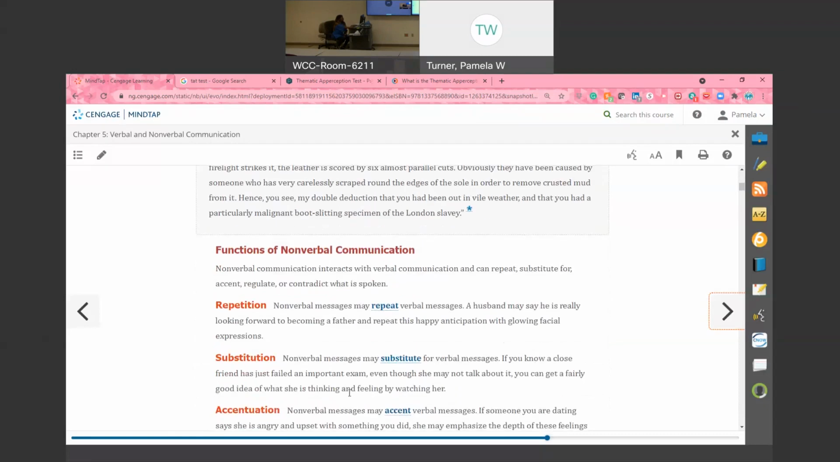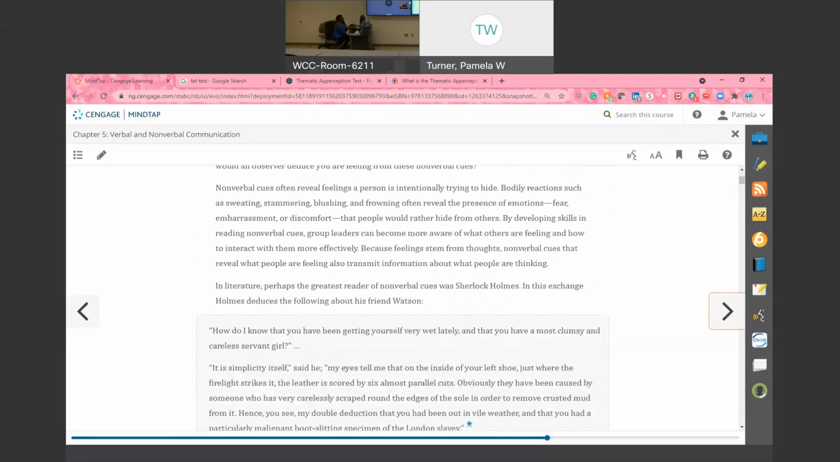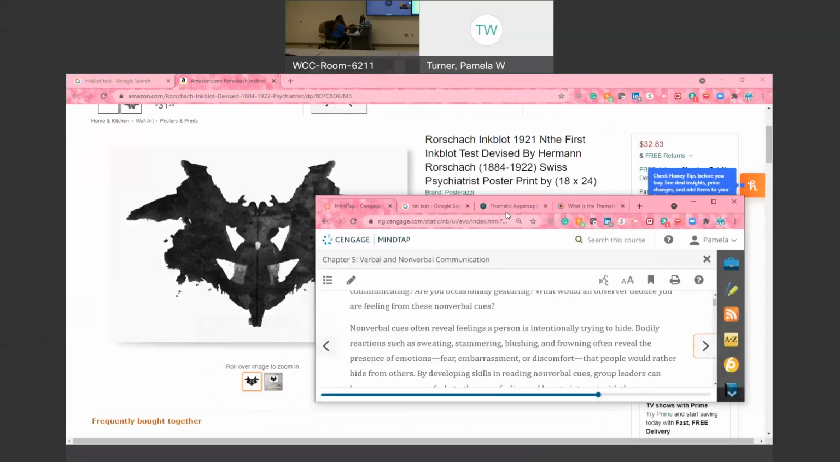Wow. Okay. So he talks about nonverbal and verbal cues, but he's also using deduction and induction. So let's look at those terms.